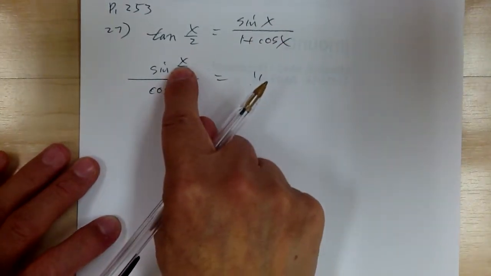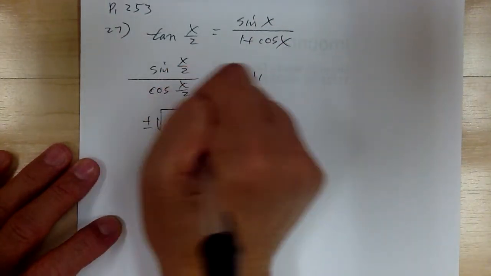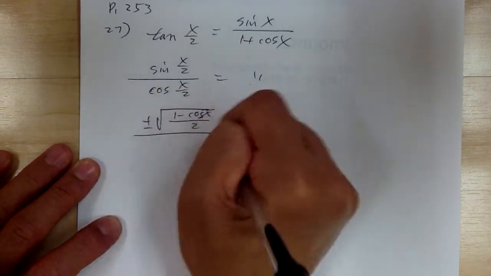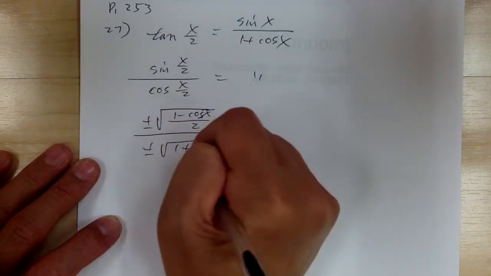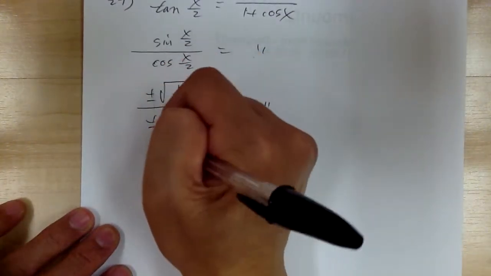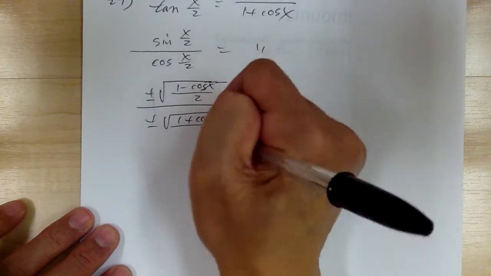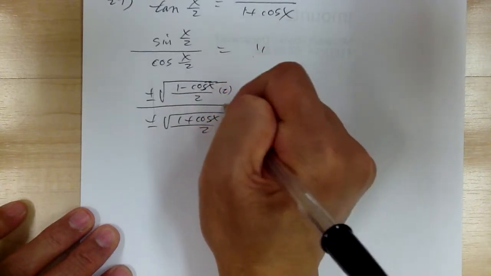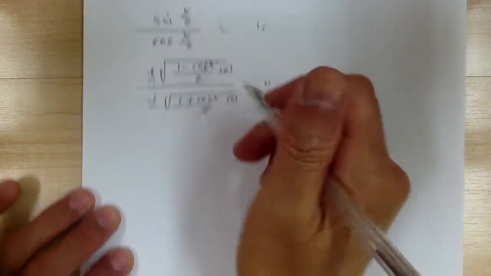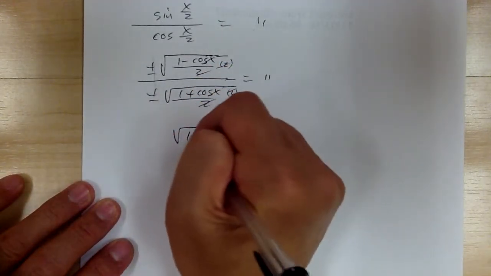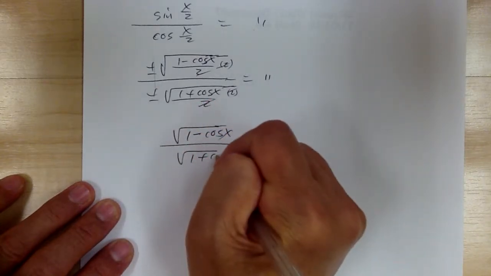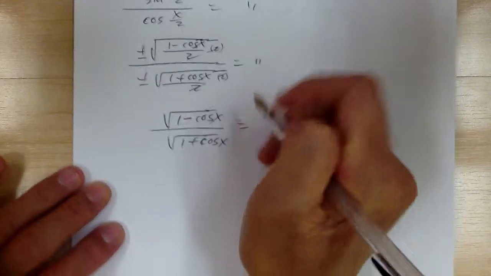Then you're going to expand that, use the half angle, so this would be plus or minus square root of 1 minus cosine x over 2, over plus or minus square root of 1 plus cosine x over 2. Okay, so the plus or minus will cancel out, and for the complex fraction you want to multiply by 2, right? So you end up with square root of 1 minus cosine x over square root of 1 plus cosine x.